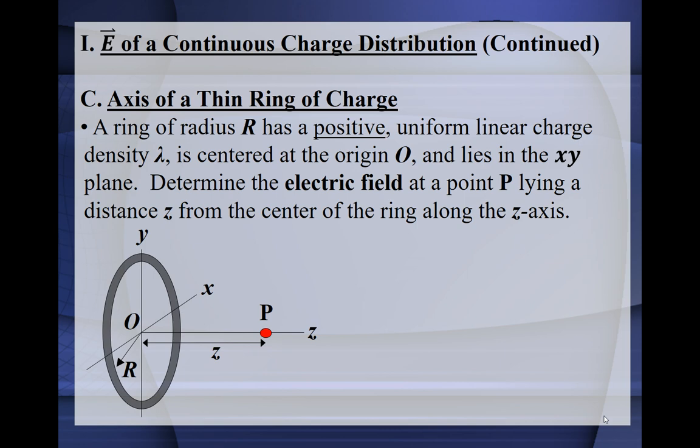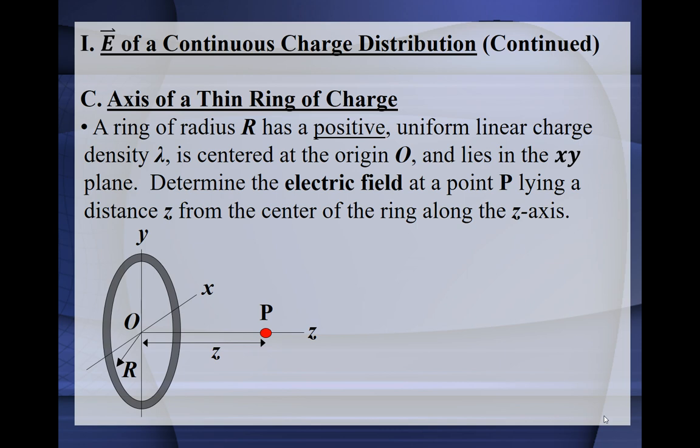So if we look at the picture in the bottom left-hand corner, we have a ring that has a radius of capital R. It has a positive uniform linear charge density, which we'll write down as positive lambda. The ring is centered at the origin, and it lies in the xy plane. And what we want to do is figure out the electric field at a point P that is located a distance z from the center of the ring along the x-axis.